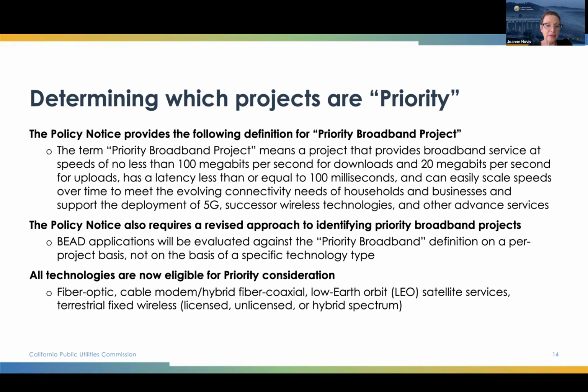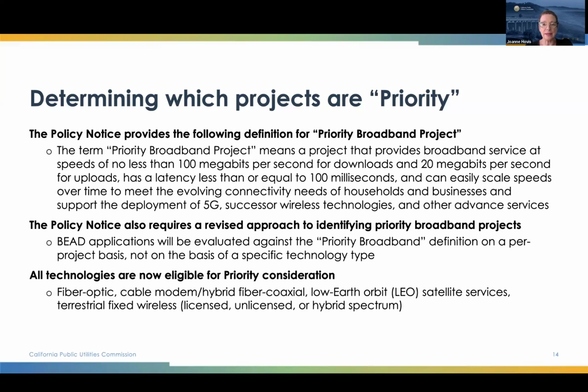What we have now is a definition of priority broadband project, which you see here, and you can see the discussion of it if you are interested in the policy notice. It is talked about at some length by the federal government about how this definition was arrived at, largely based on the statute. Here is the definition, and then the policy notice requires that states conduct an application by application, project by project determination of whether the data submitted by an applicant about their proposed network in that specific proposed set of locations meets the definition of priority broadband project.